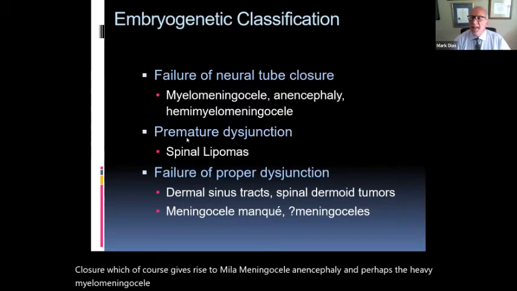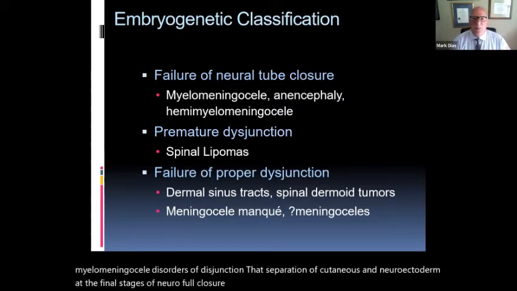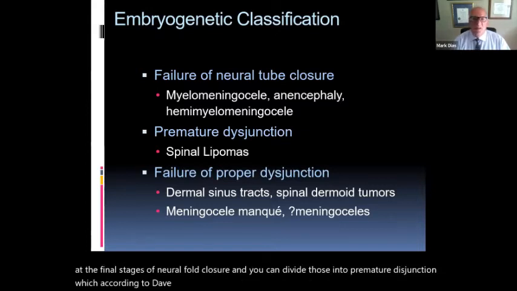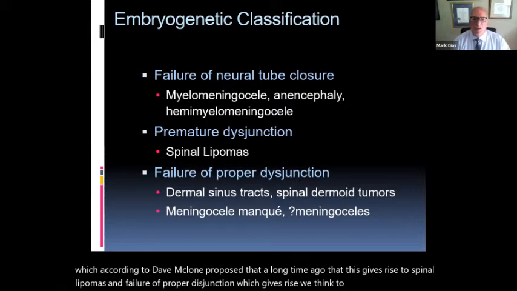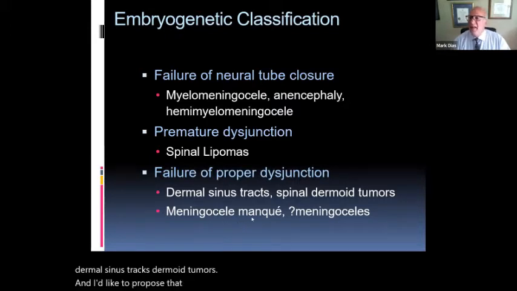Disorders of disjunction, that separation of cutaneous and neuroectoderm at the final stages of neural fold closure. And you can divide those into premature disjunction, which Dave McLone proposed a long time ago gives rise to spinal lipomas, and failure of proper disjunction, which gives rise, we think, to dermal sinus tracts and dermoid tumors. And I'd like to propose that meningoceles themselves may be other manifestations of this, as I'll demonstrate in just a minute.